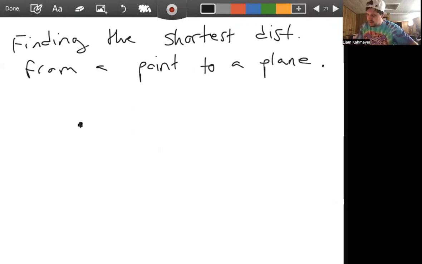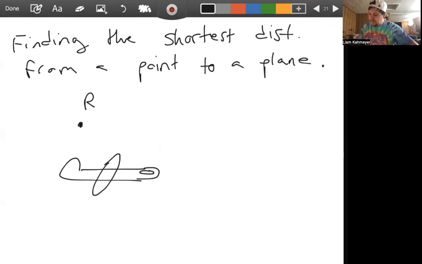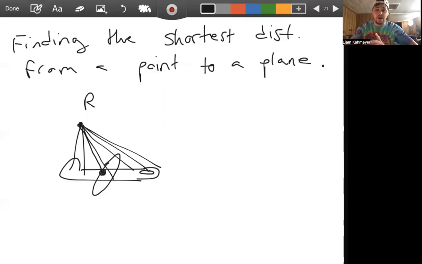We have a point. Let's call this point R. And then we have a plane here. Okay, and you want the shortest distance, right? There are many different trajectories to this plane, right? And we want the shortest. In other words, what we want is the minimum of the distance function, right?